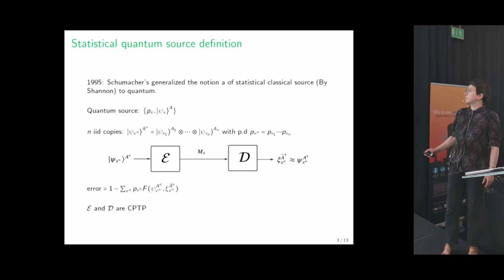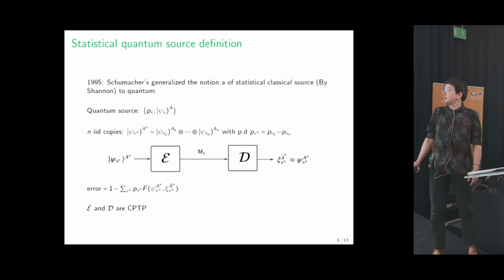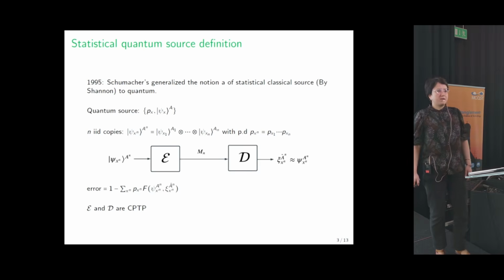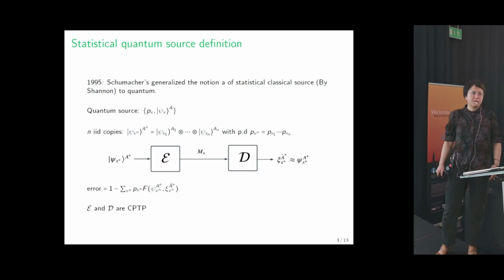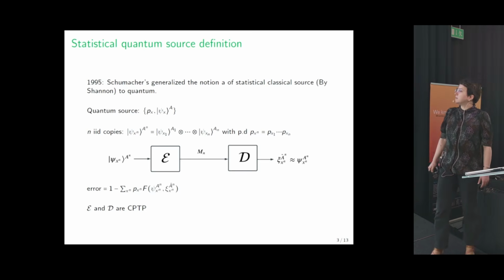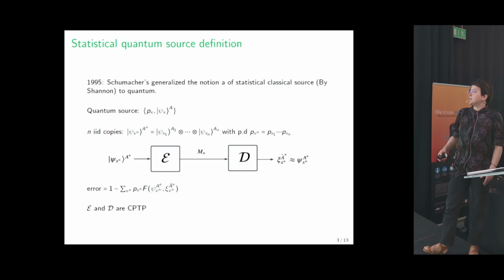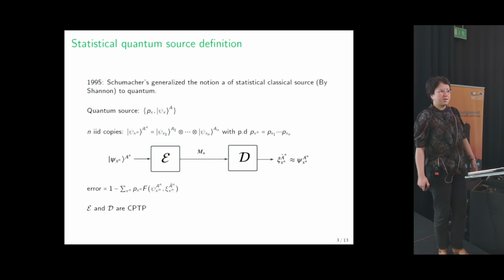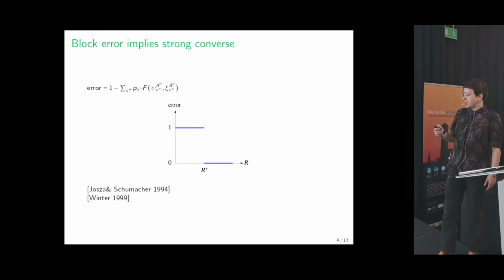We want this output sequence to be as close as possible to the input sequence, and there are some measures, for example fidelity, to talk about the figure of merit of this task. The one that Schumacher considered is 1 minus the average fidelity as the error or distortion for this compression scheme, and the main theorem that Schumacher proved was that the optimal compression limit is equal to the von Neumann entropy of this average ensemble source.